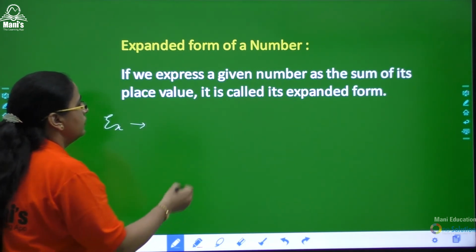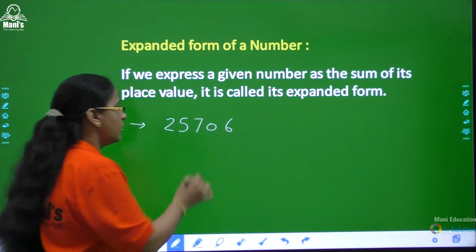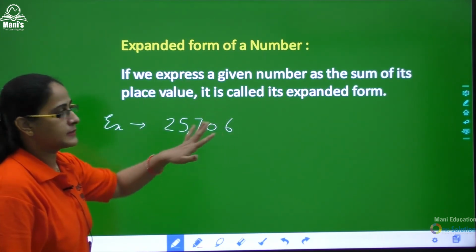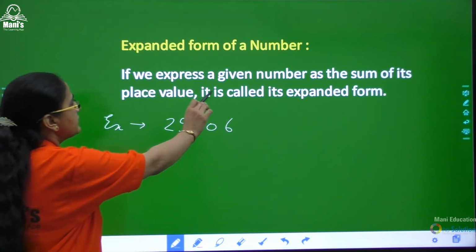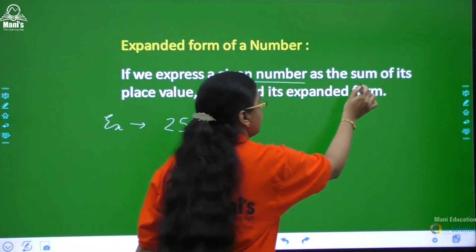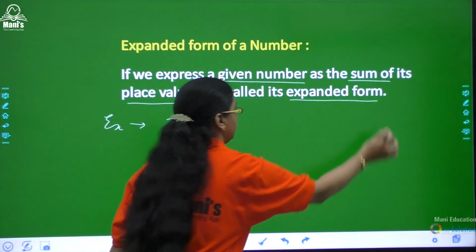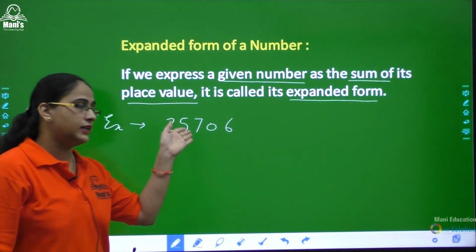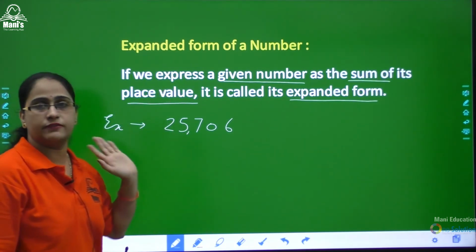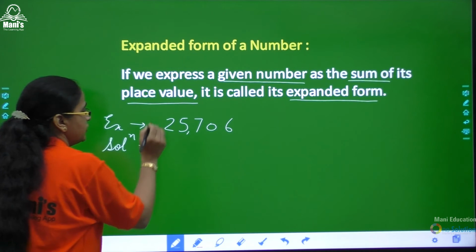Suppose a number is 25,706, and we have to write that number in the expanded form. For that, first of all, discuss it. If we express a given number as the sum of its place values, it is called the expanded form. Okay, what we have to do? We have to write the given number with the help of a sum, means we have to add the place values. For that, we can discuss with the help of the solution.